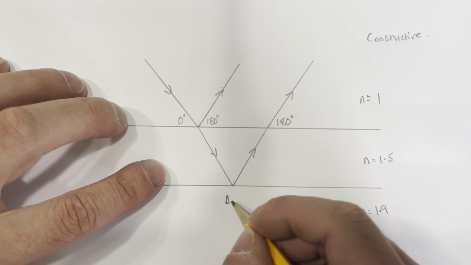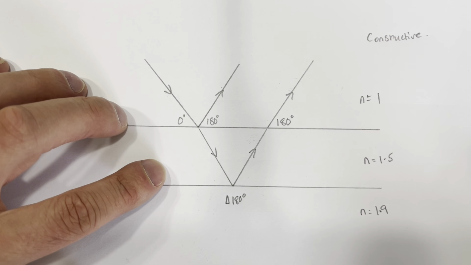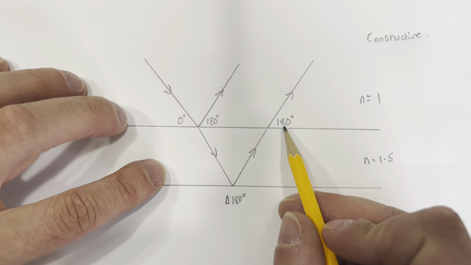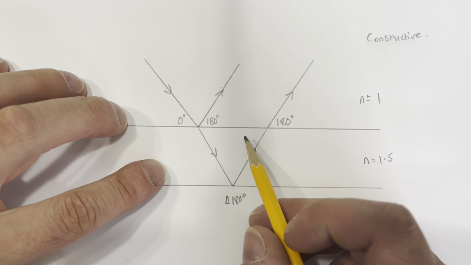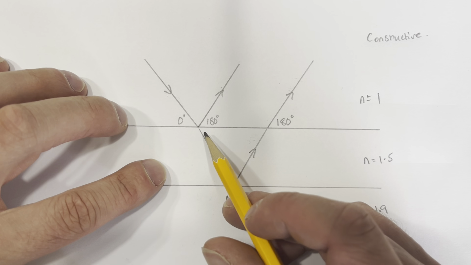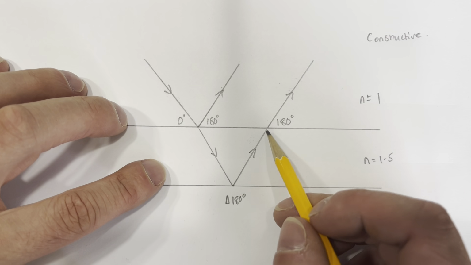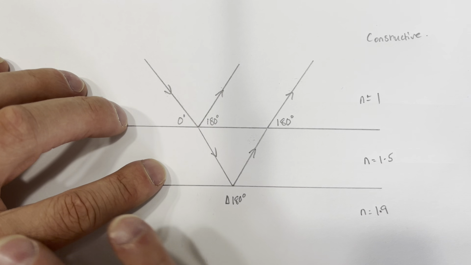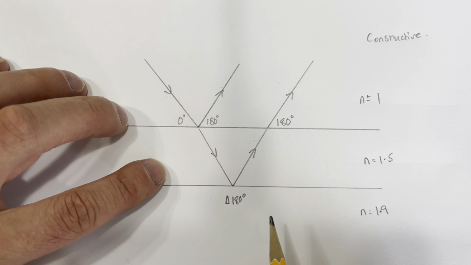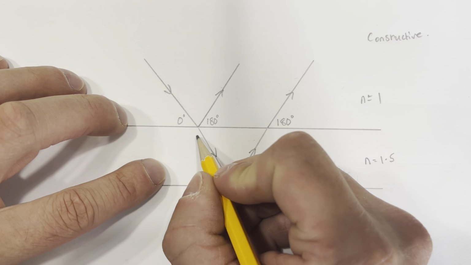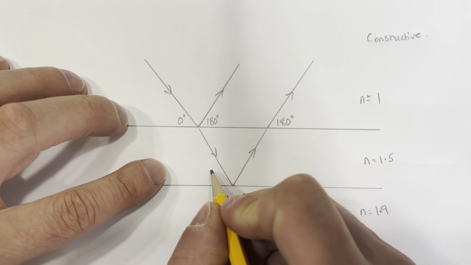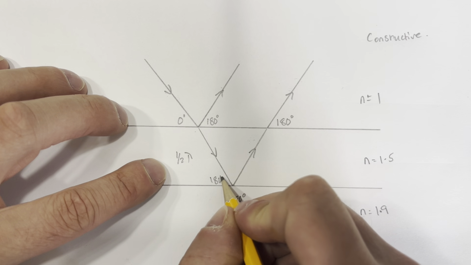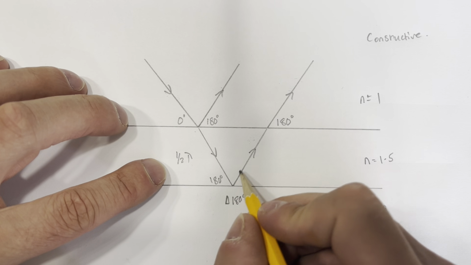I'm still going to have a change of 180 degrees. So if I start at 180 and I finish at 180, I need in total 360 degrees change in addition to the 180 to get back to my 180 degrees. So here I'm at 0 degrees. I want a half a wavelength in order to get to 180 degrees. I have 180 degrees phase change.